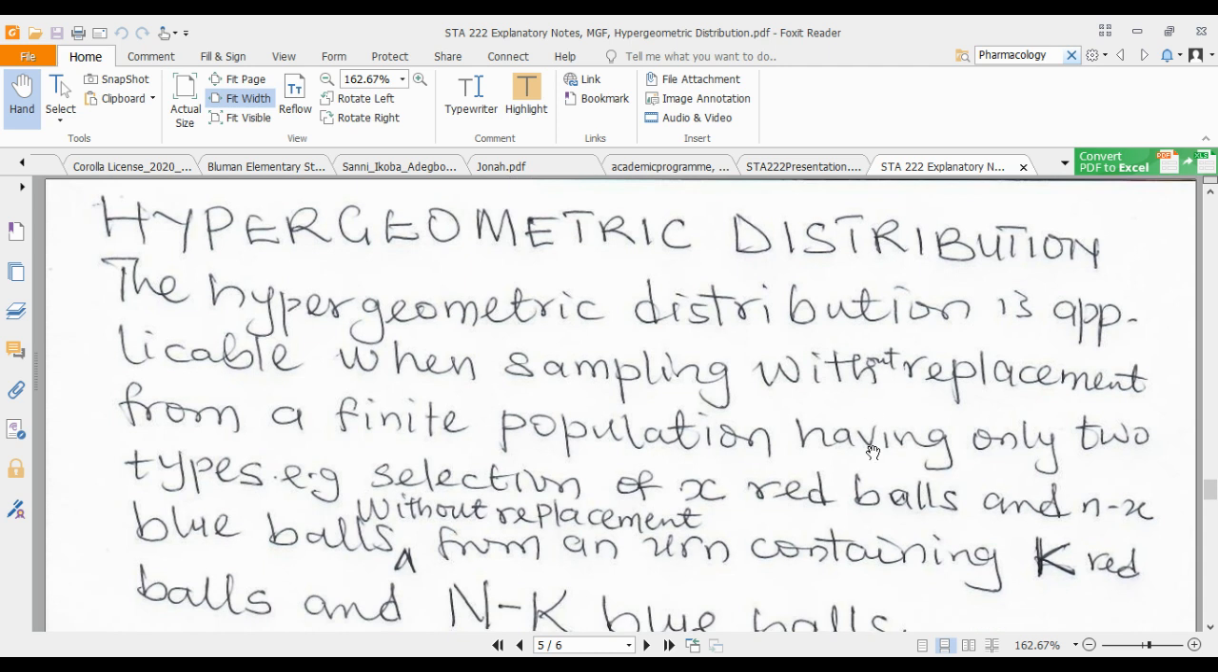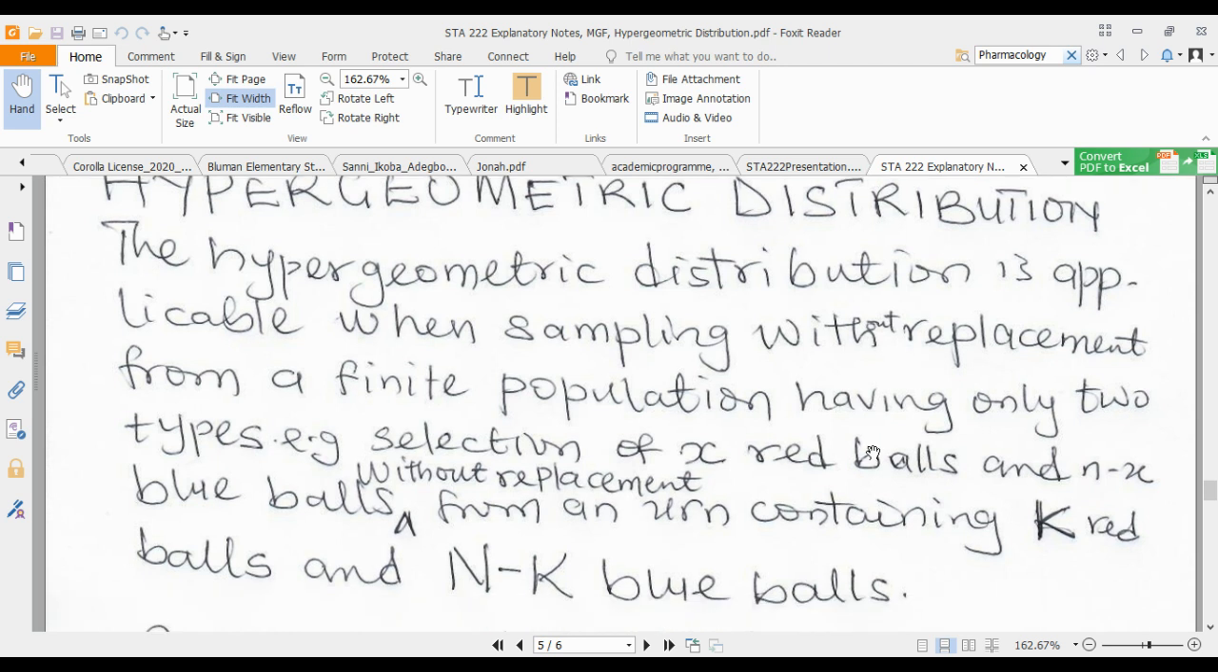Let us now go into the hypergeometric distribution. The hypergeometric distribution is applicable when we are sampling without replacement from a finite population which has only two types: success or failure, black or red ball, member of a committee or not a member, male or female in a class, and any other situation where you can segment the population into two groups.